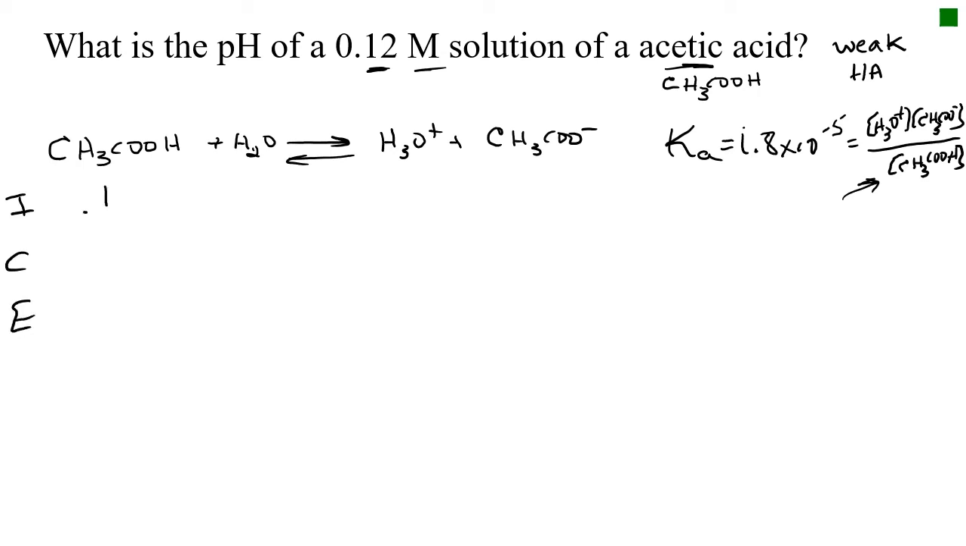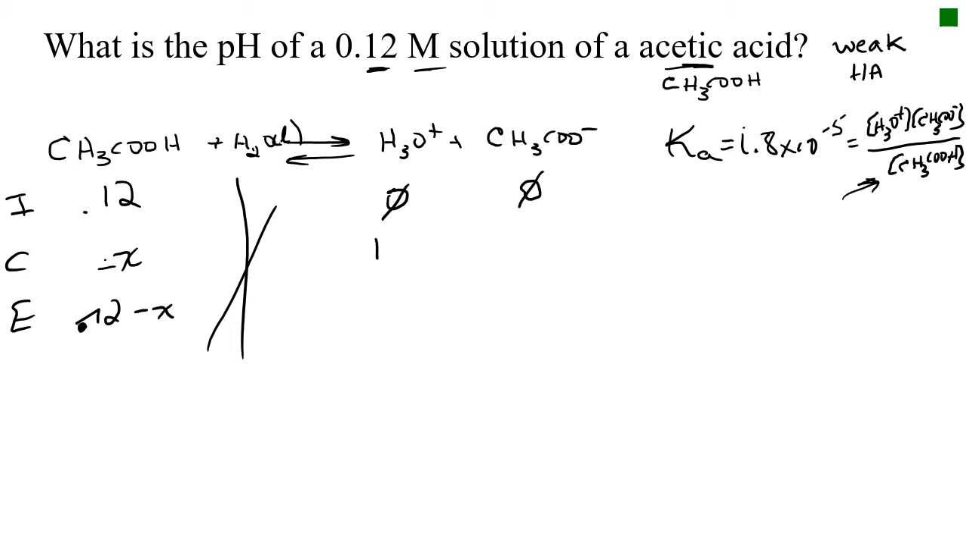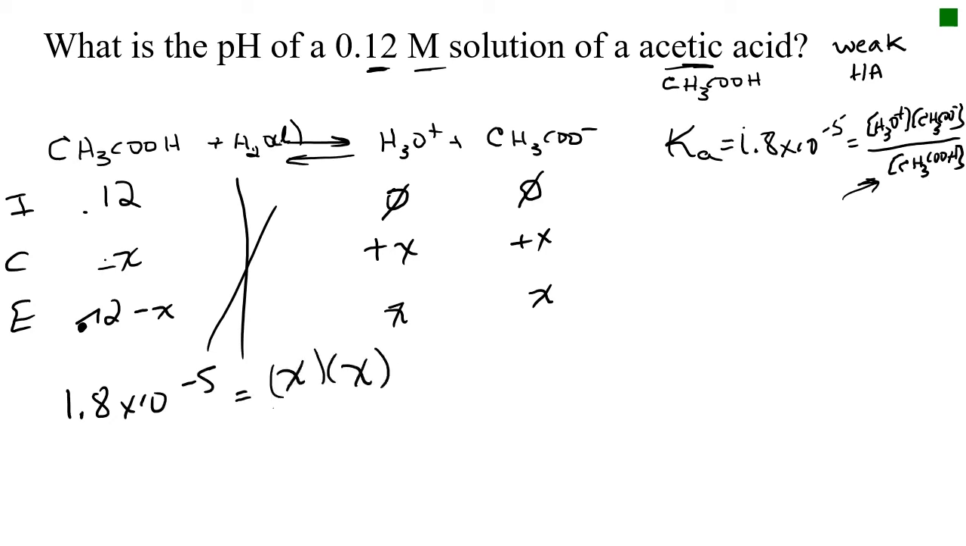We're going to start out with 0.12. We're going to ignore the water because water is a liquid. We're going to assume 0 here, or we're going to ignore the contribution from the water. Water's got a very, very small amount of H+, so we get to ignore it. This is going to go down by X. So we're going to have 0.12 minus X. This is going to go up by X and X.